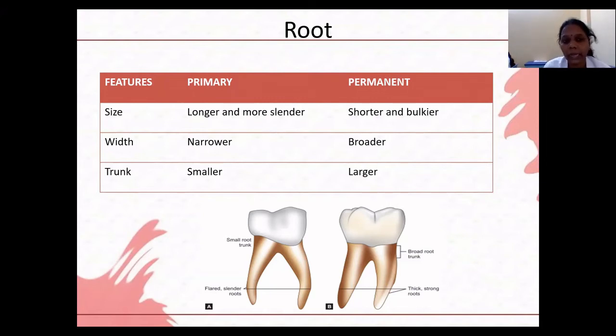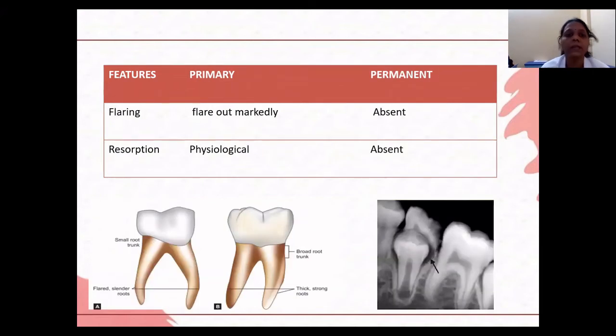And also the trunk here, the bifurcation is seen more towards the occlusal region only. So the trunk here will be very small, but for permanent teeth it will be larger. Next, the flaring of the primary teeth will be more marked, because of the accommodation of the permanent tooth. The root is more flared out when compared to the permanent teeth, but in permanent teeth usually the flaring will be absent.